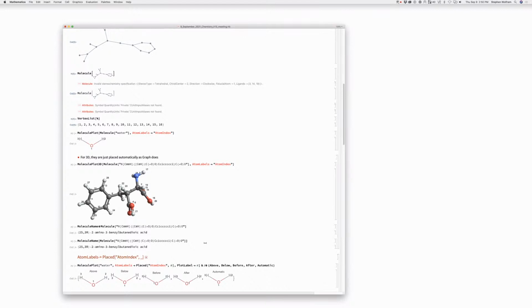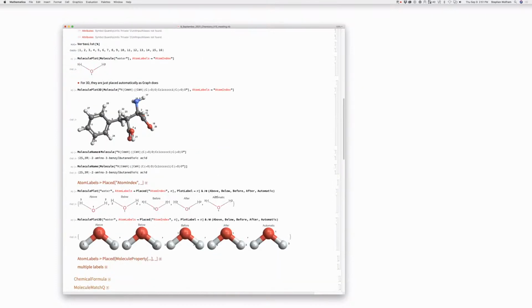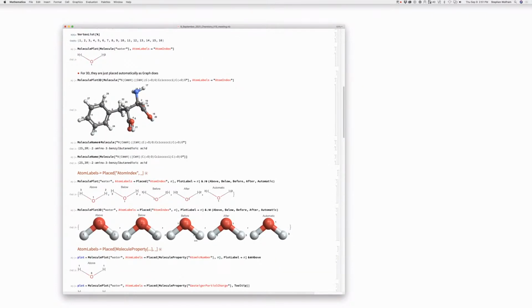And so the one specification that's really unique to molecules here and not in graph is that you can put the atom index. Instead of the atom index there, you could use molecule property of formal charge or any particular atom based property. Where are you showing that? So if we go down, yeah, that one.